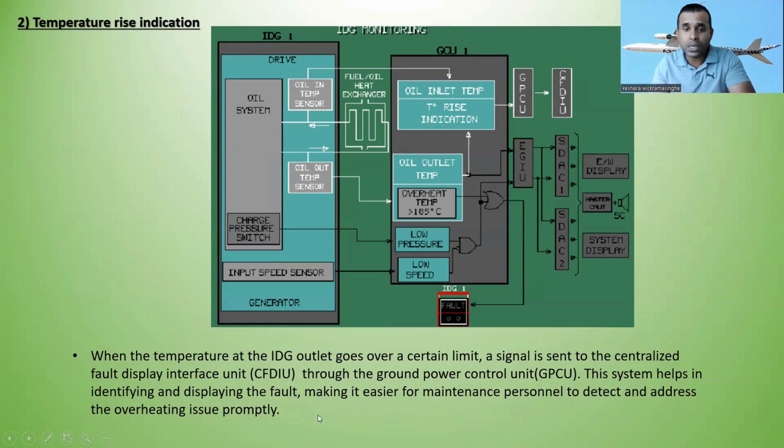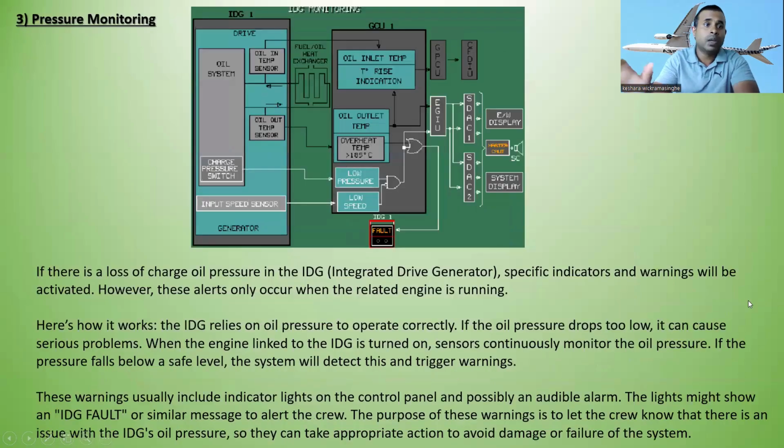overheating issue promptly. In here also you can see oil in temperature, right? Temperature rise indication can take from oil in temperature or oil out temperature. So you can see it goes to the oil in temperature or temperature rise indication, then it goes to the CFDIU through the ground power control unit. All right.